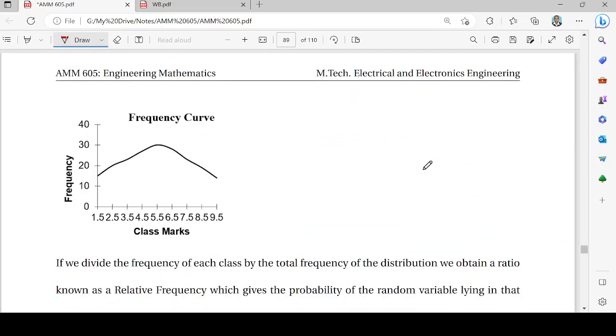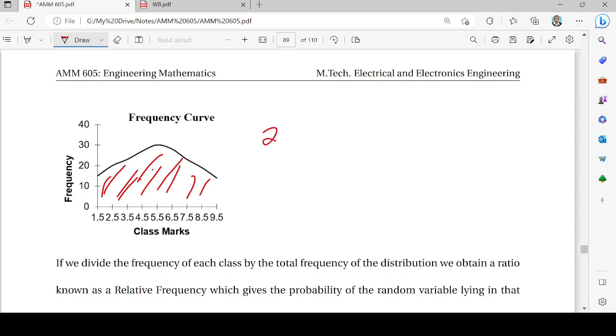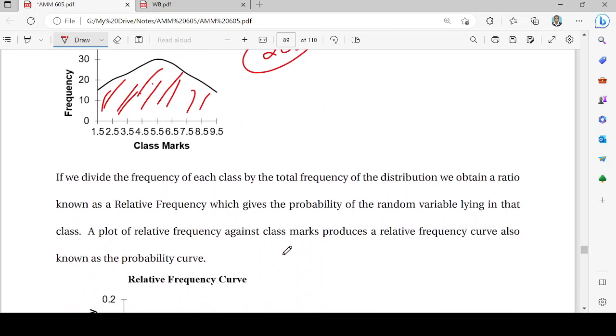Now, the area under the frequency curve here will be equal to the sum of frequencies, which in our case was 200. But if we divide the frequency of each class by the total frequency, we obtain a ratio that we call the relative frequency, and the sum of the relative frequencies is 1. Normally, the relative frequency gives the probability of the random variable lying in a particular class.